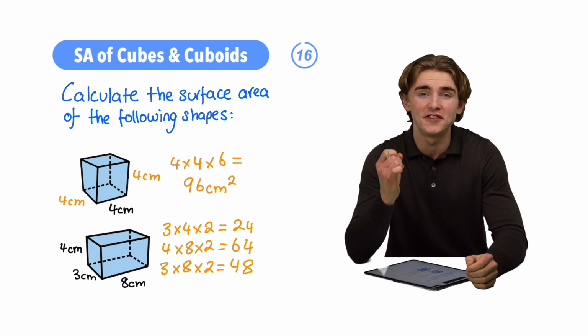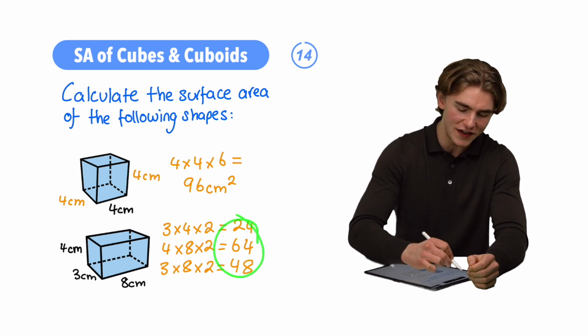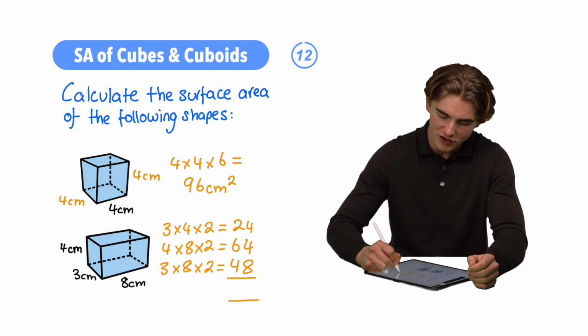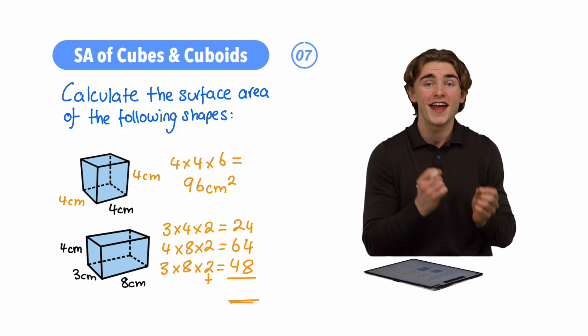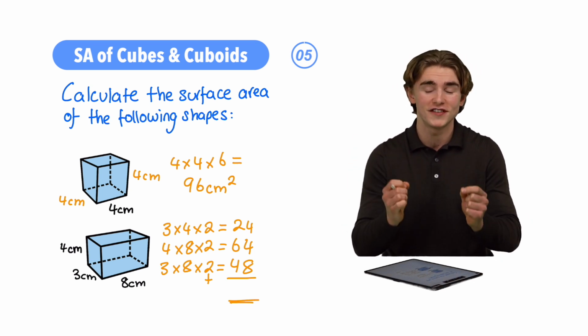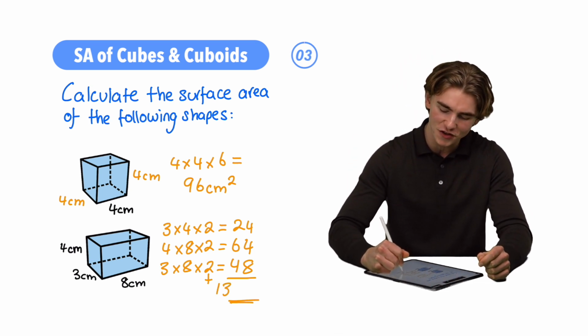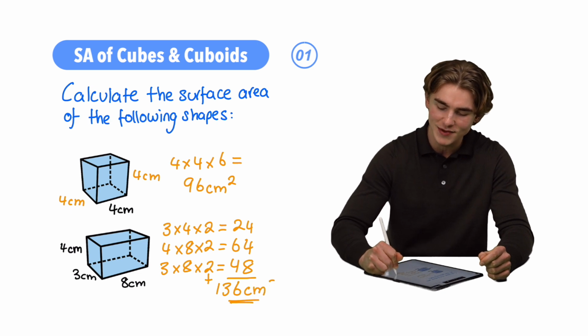And finally, guys, we need to add together all of our pairs of faces. What are we going to get? Well, we're going to firstly do 24 plus 64. That is going to give us 88. Then we're going to add 48. 88 plus 48 is going to be 136. So our final answer, guys, is going to be 136 centimeters squared.